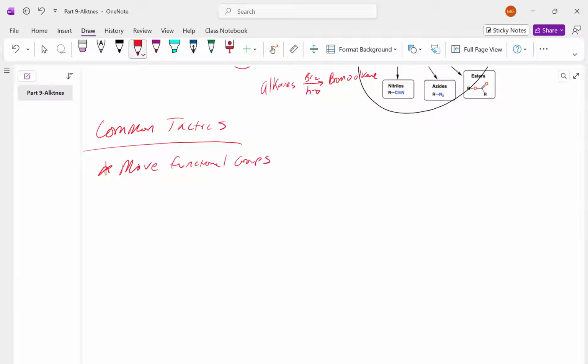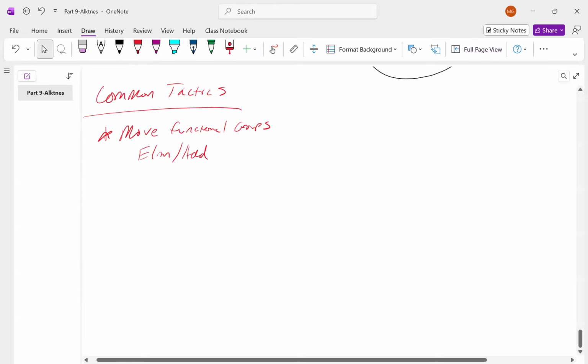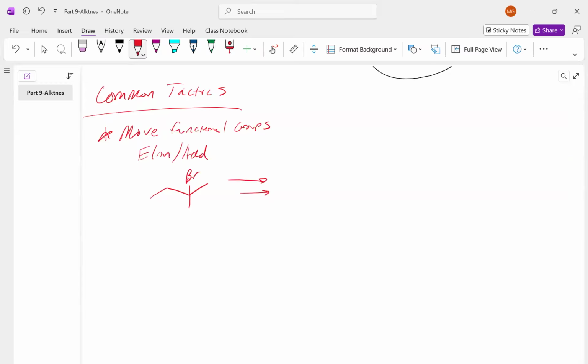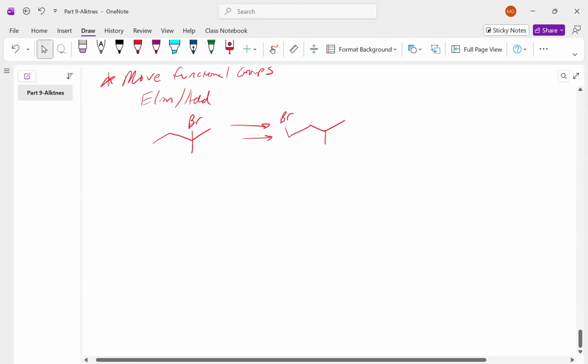And we did this through a process of elimination and addition. Not necessarily in that order, but it depends on the case. But for example, we have this alkyl halide and we want to get to this alkyl halide, moving that bromine around. So we can't do that in one step, but we can do this in a series of eliminations and additions.